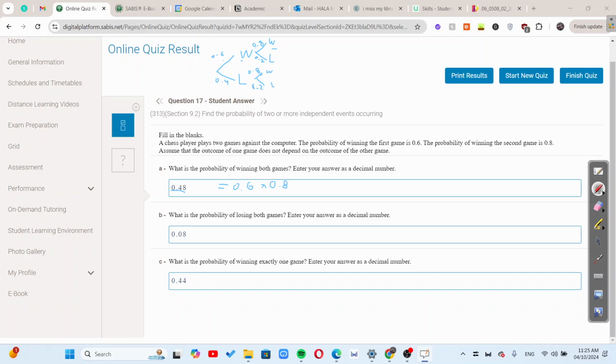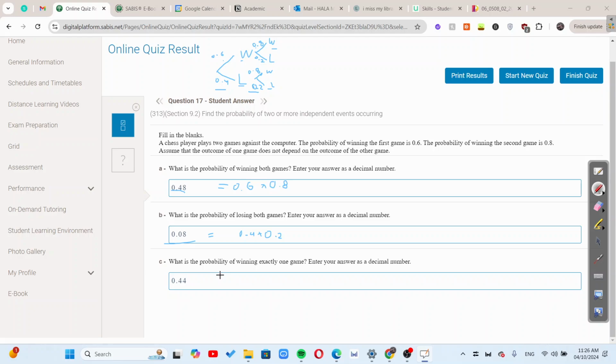This is a 0, it looks like a 6 for me, so I'm just gonna fix it. So what's the probability of losing both games? We're gonna look at 0.4 times 0.2. That's your probability of losing both games. 0.4 times 0.2, and that's gonna give you 0.08.